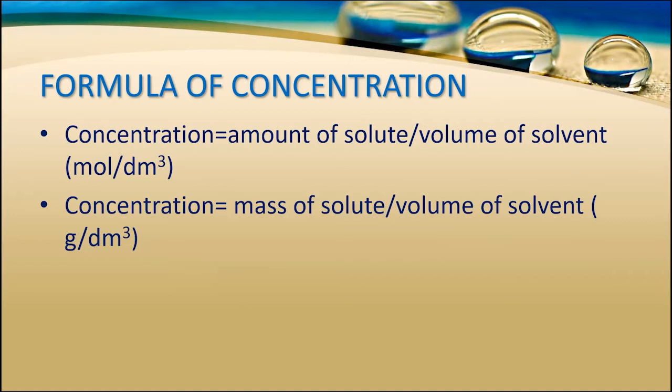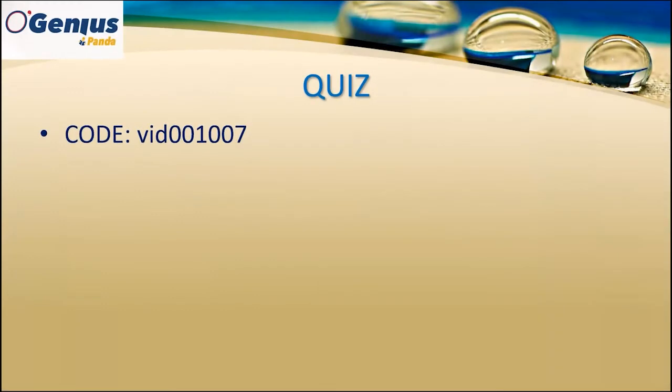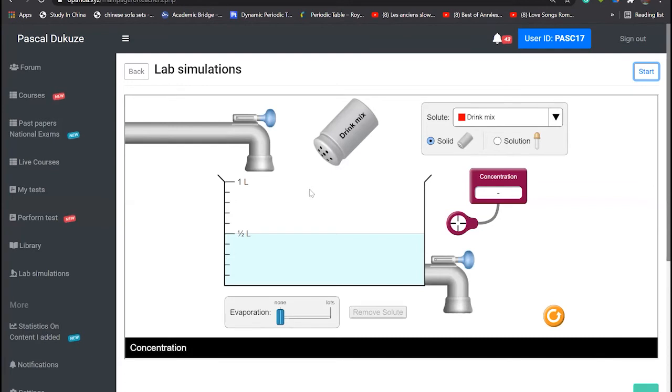Now let's go to the simulation and see how we can use the simulation to prepare various solutions. Here we have our simulation. It's called the concentration. And you can see in this container, we have water. Remember, the color of water is always symbolized as a light blue substance. So here we have our water, which is the solvent, without any solute.